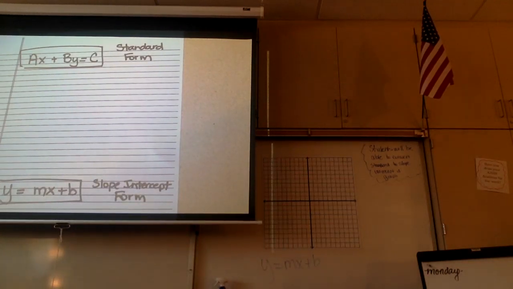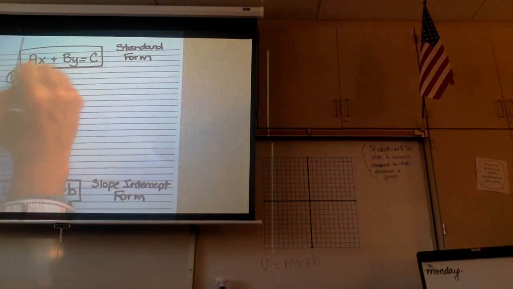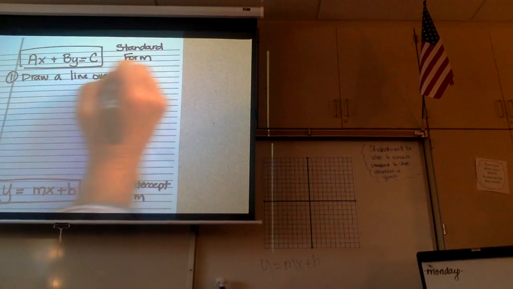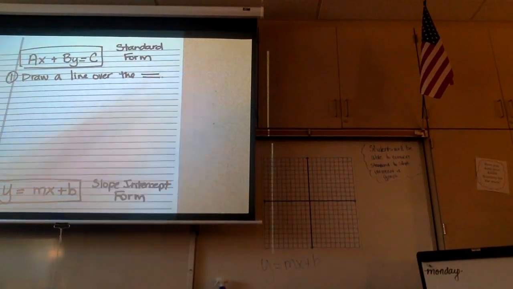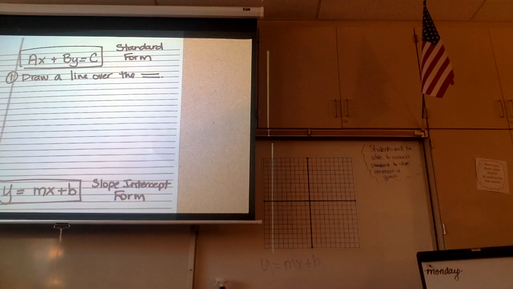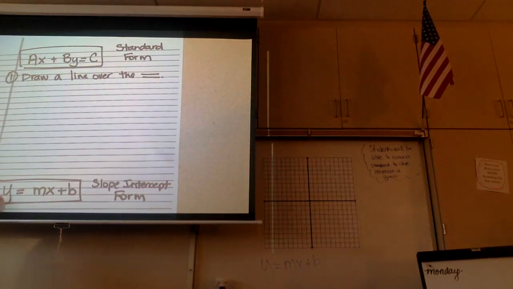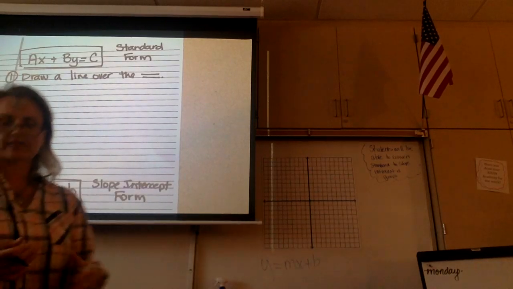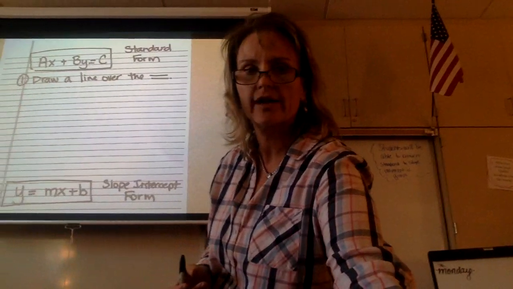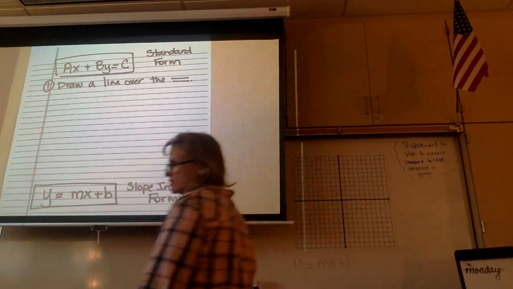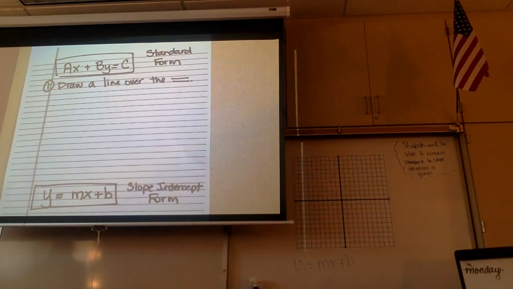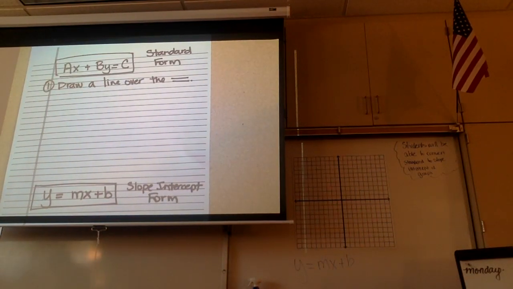Our first step is that we are going to draw a line over the equal sign. That's to give me a right side, left side. Remember, my goal is to get this y all by itself. When you get a number by itself, in fancy math terms, that's called isolate. We are trying to isolate the y, to put it into slope-intercept form. Do you need something to write with? Here you go. All right, draw a line over the equal sign.